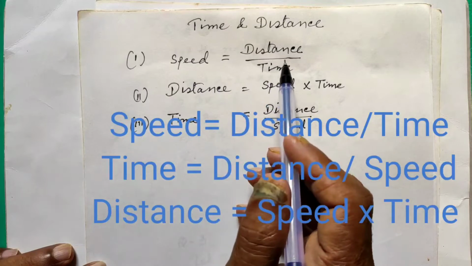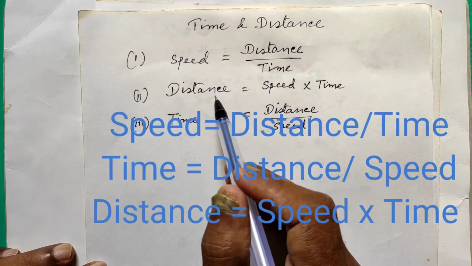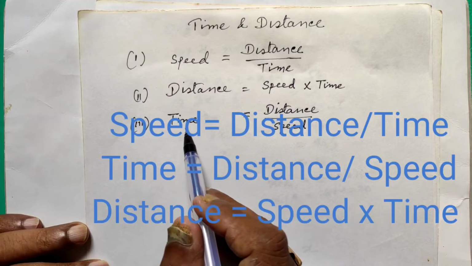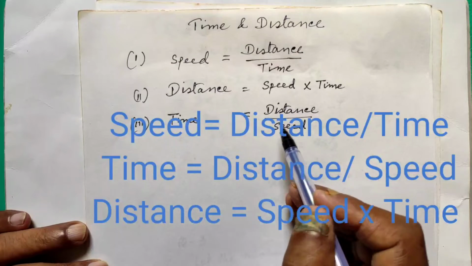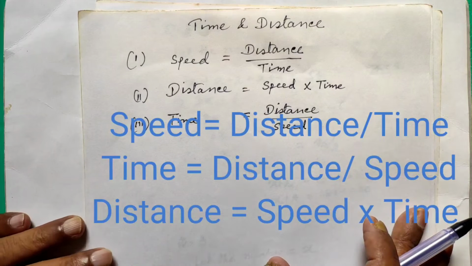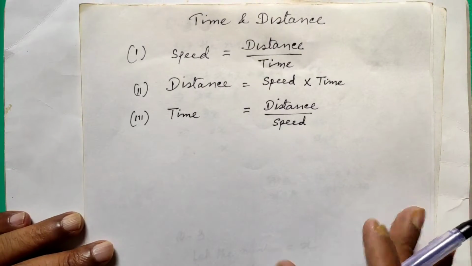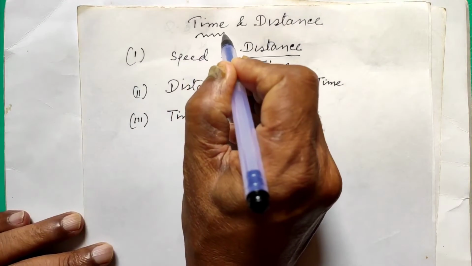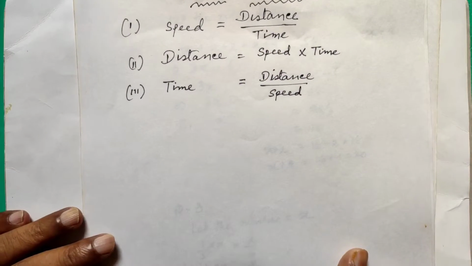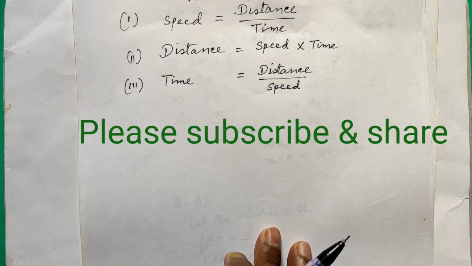Again, from this mother formula we can derive two more formulas. If you want to find distance, then distance equals speed into time. When you want to find time, time equals distance by speed. These are the formulas used in finding this type of sums, and you can do them very fast applying these formulas.